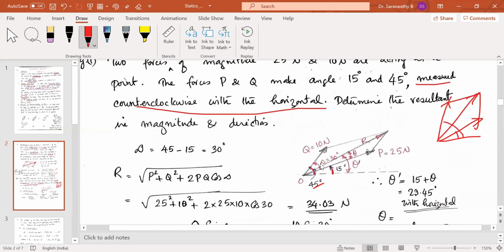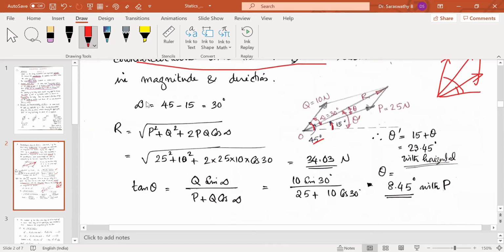What is the angle between the two vectors P and Q? The first vector is making 15 degrees. The second force is making 45 degrees. So the difference between the two, 45 minus 15, is equal to 30 degrees. So the angle between the two forces is 30 degrees. So R squared is P squared plus Q squared plus 2PQ cos alpha. Substitute P squared, Q squared, 2PQ cos 30 degrees. So that will give you the magnitude of the resultant.